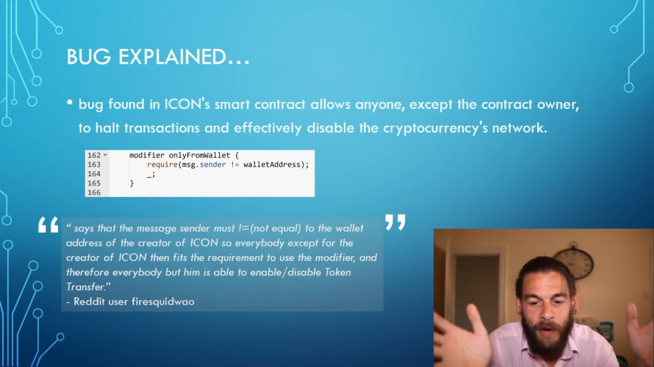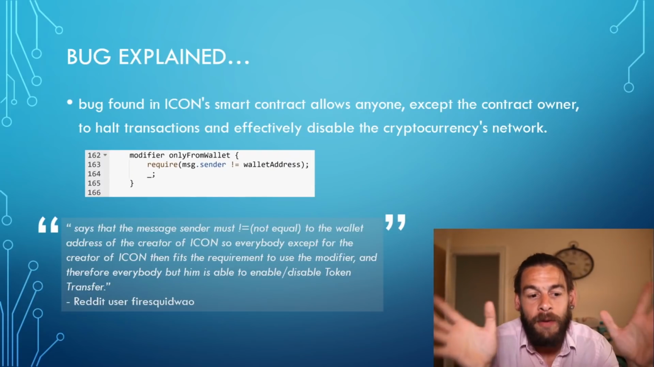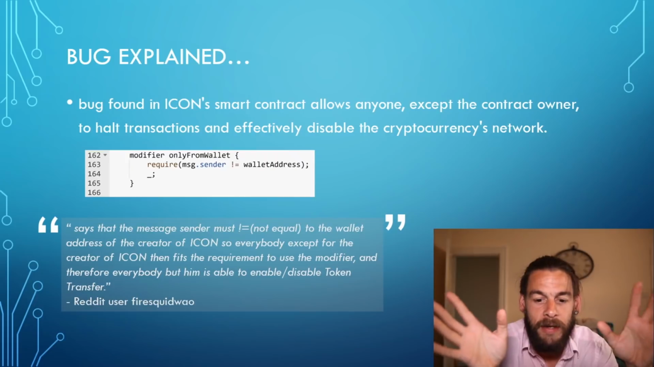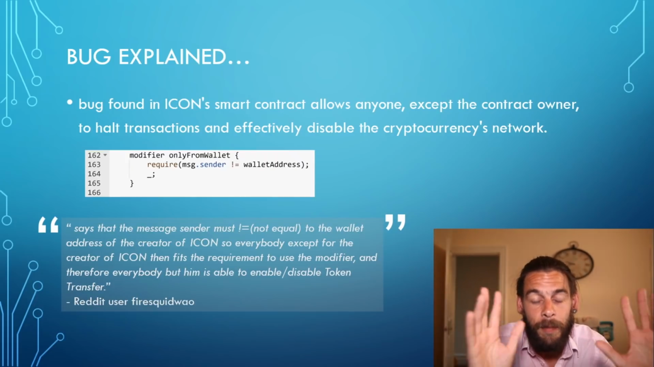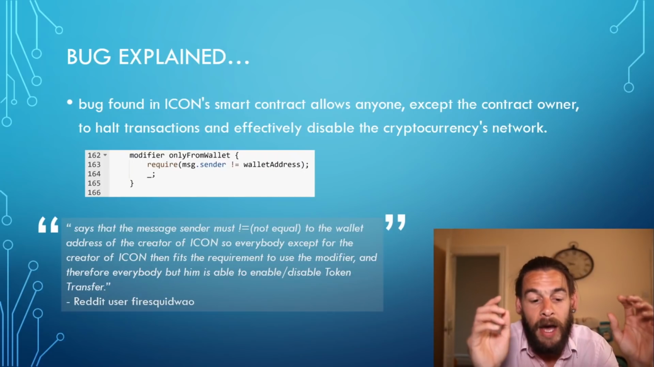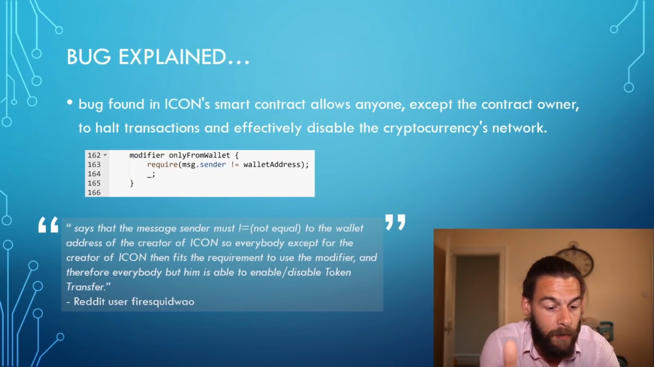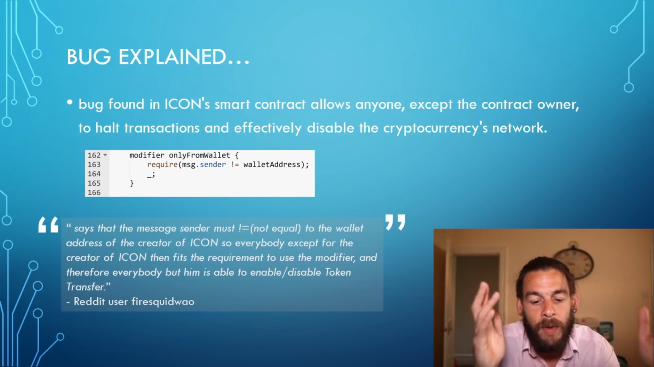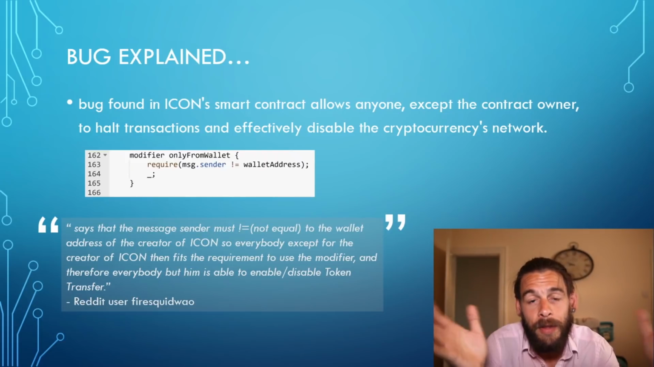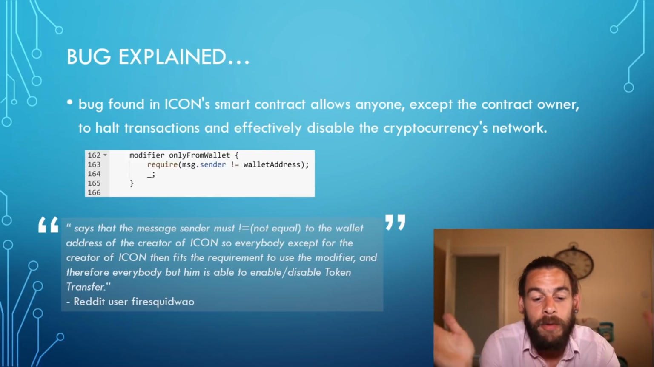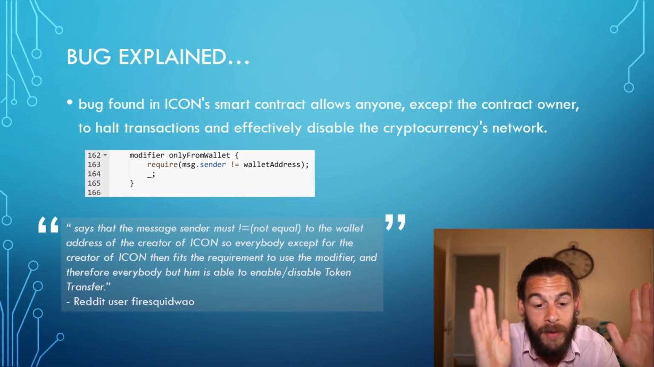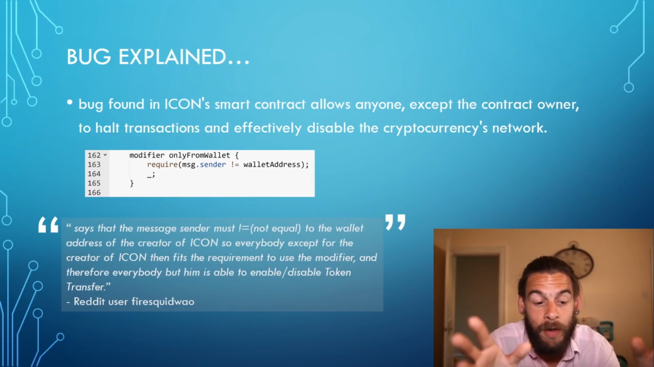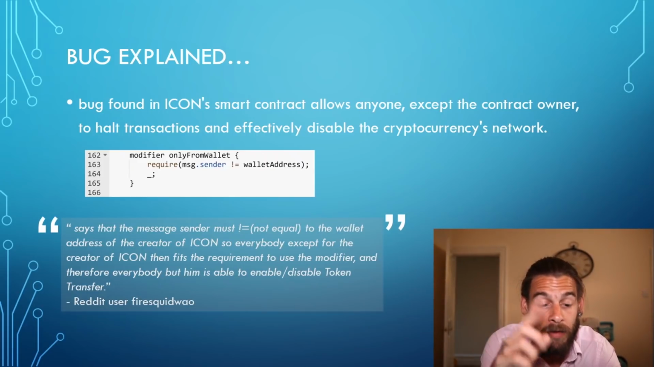Okay, so what was this bug and what did it do? Thousands of transactions got halted as somebody was spamming the network and disabled all the transactions. This was done because of this error in the code, and as it's explained in the quote from FireSquid Woe, basically what it means is that anybody other than the contract owner is able to disable transactions. The error in the code is the exclamation mark next to the equal sign, which means not equal to the wallet address, i.e. the creator of ICON.